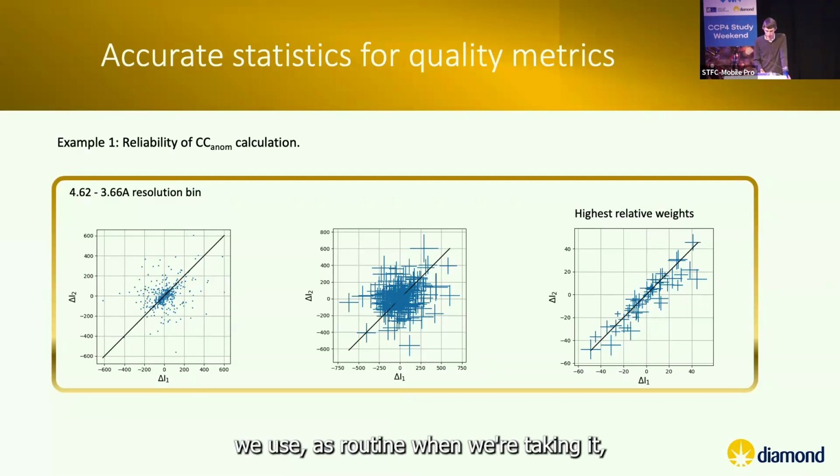Uncertainty is something we use routinely when we're taking the data downstream into structure determination. So I think we should be taking this into account when we're calculating these statistics. It only really makes a difference for multicrystal and serial data, where there are higher levels of noise.